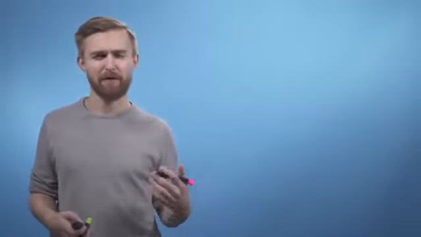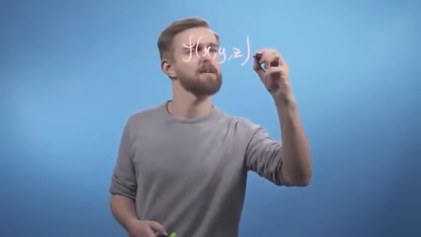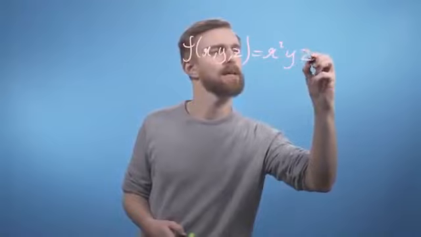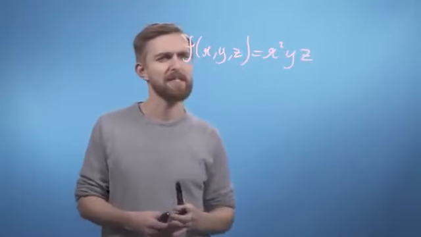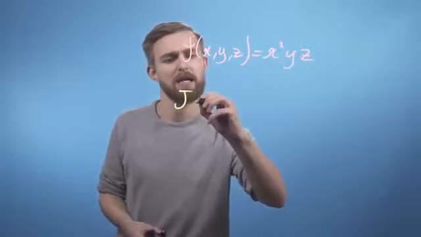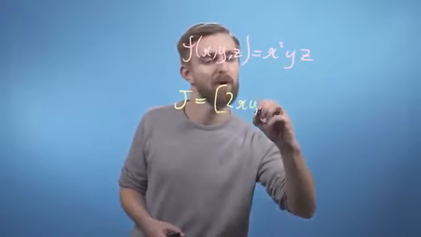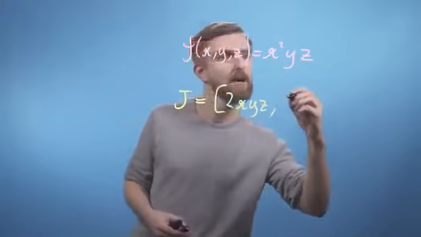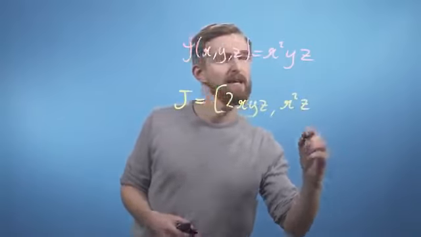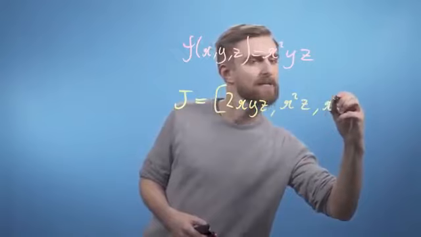Let's now take a look at a quick example. It often makes life easier to find the Jacobian first and then differentiate its terms again to find the Hessian. So, for our function, f of x, y, z equals x squared y z. We're going to first build the Jacobian for this thing, which of course is going to be J equals, so we've got differentiate with respect to x, we get 2xyz. Differentiate with respect to y, we're just going to get x squared z, and differentiate with respect to z, x squared y.